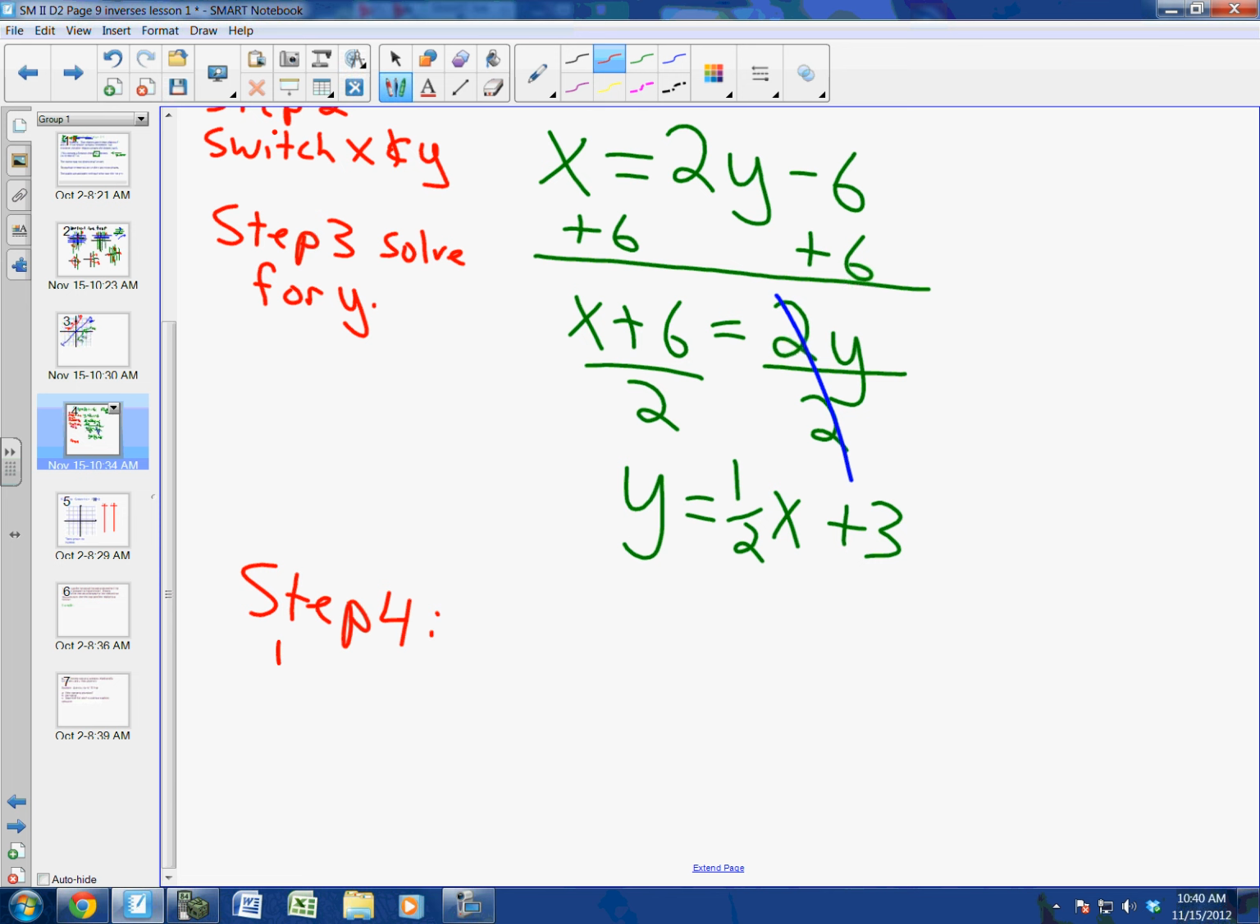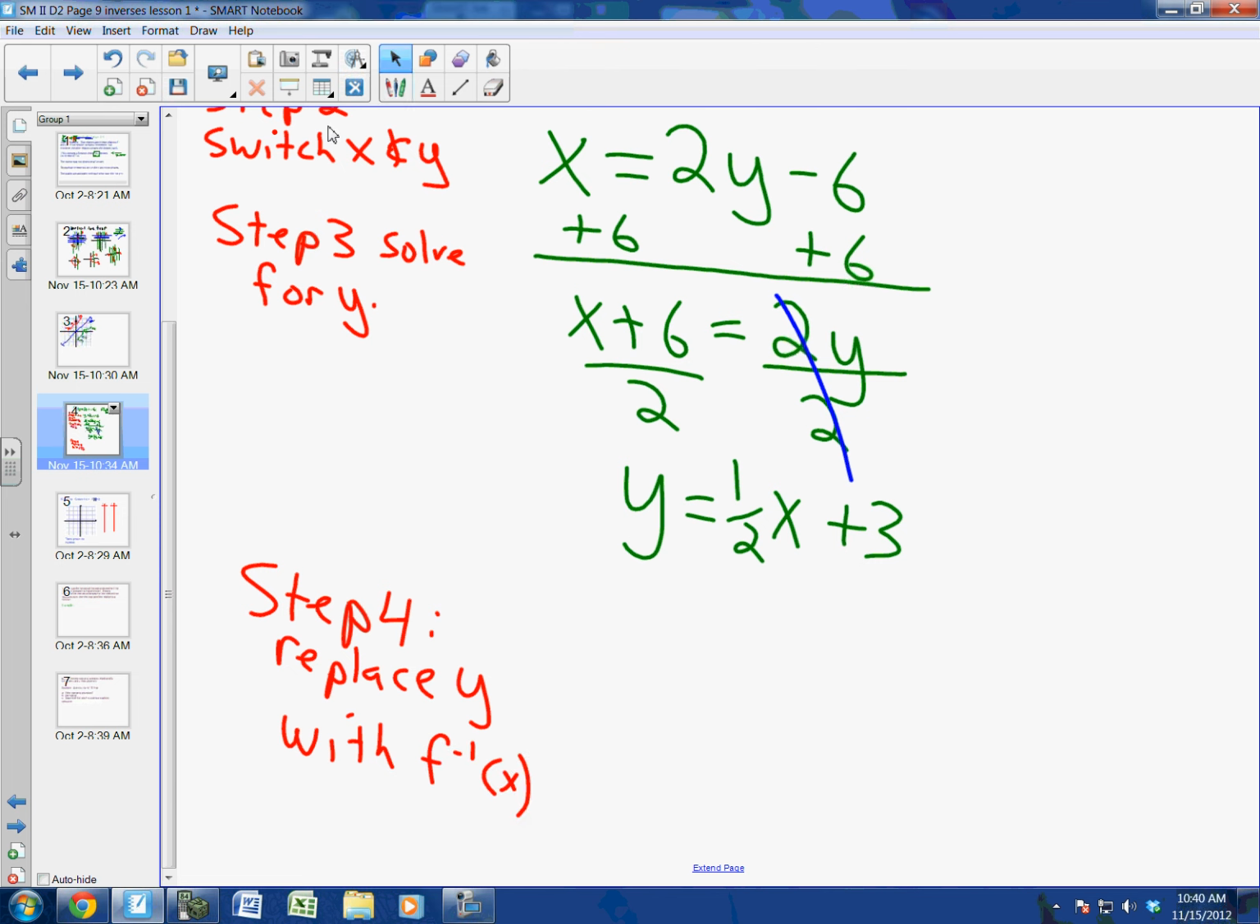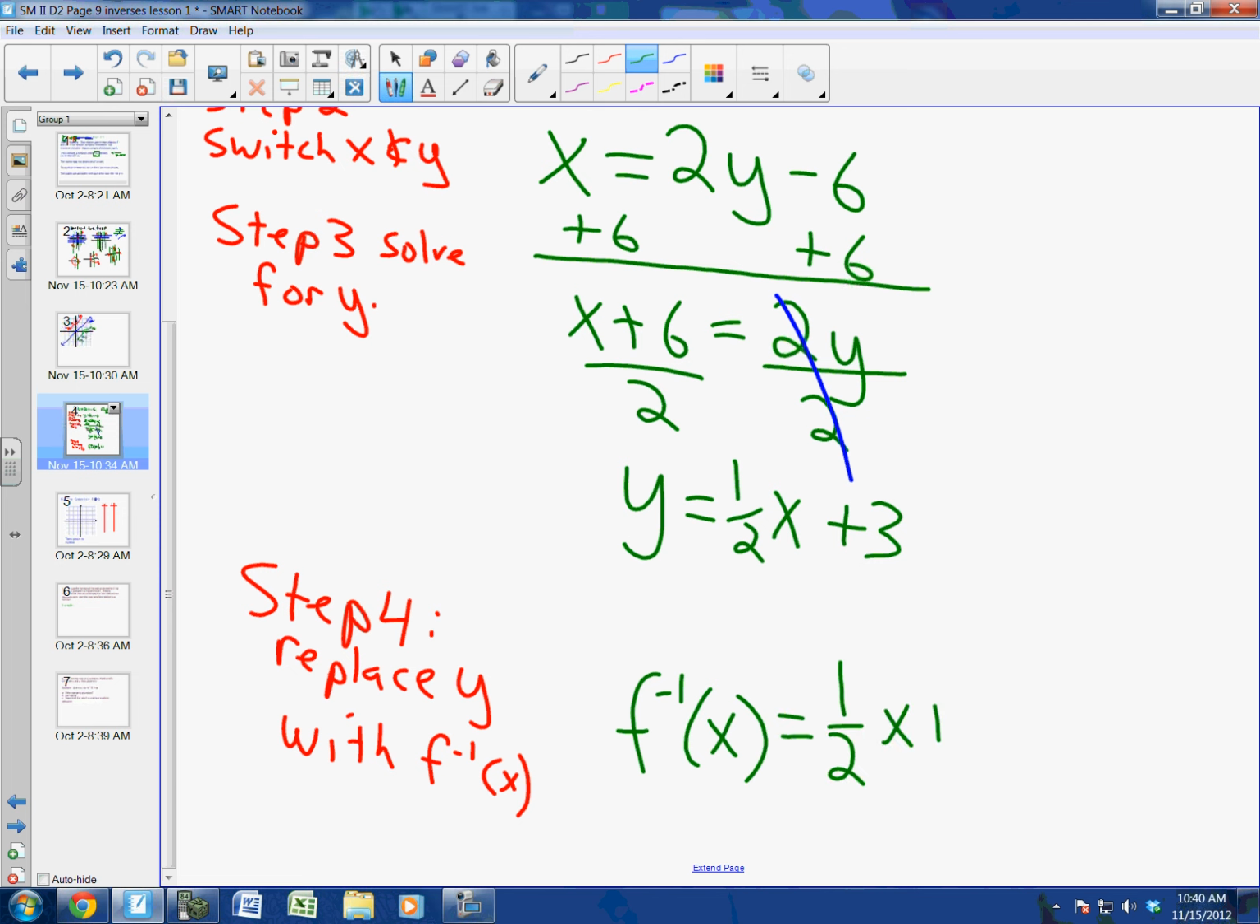Okay, replace y with f inverse of x. That's the next step. It's just opposite of what we did at the bottom. So f inverse of x equals 1/2 x plus 3. Okay, if you wrote those notes down, you should be ready for Sage and Scribe.